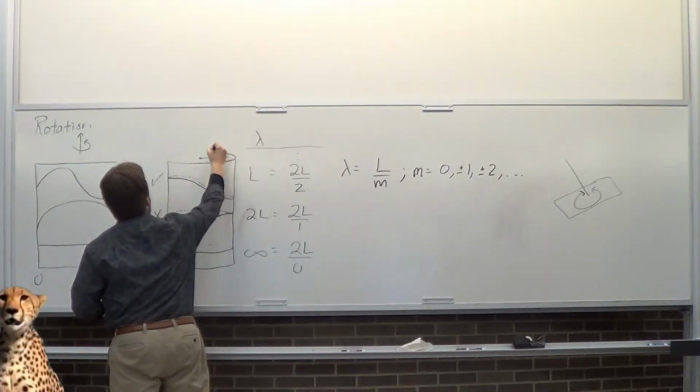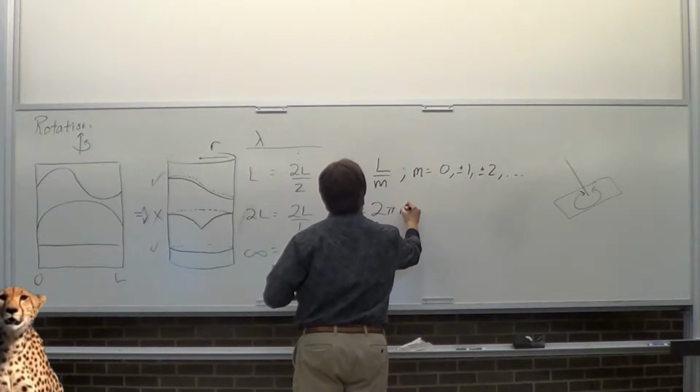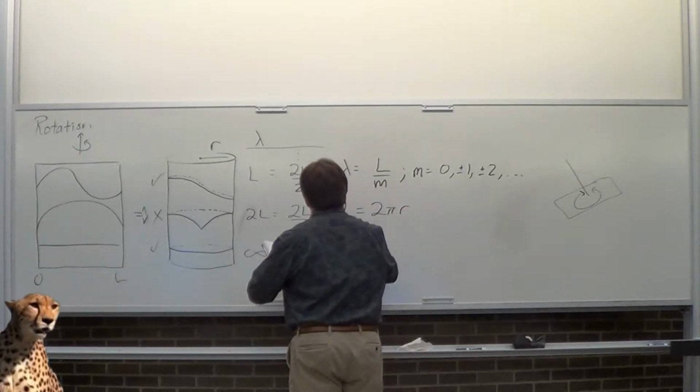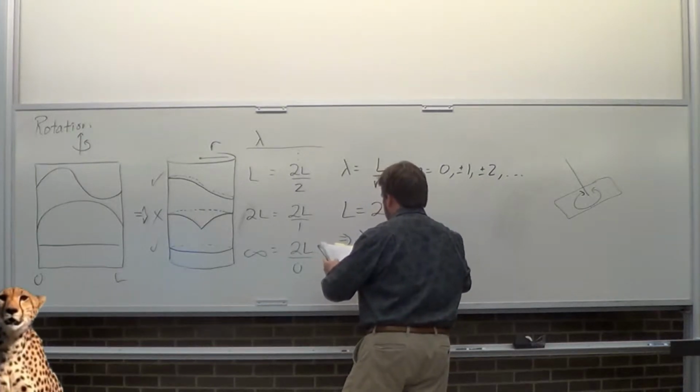Right, R. And L, of course, is 2 pi r. So therefore, the wavelength is 2 pi r over M.